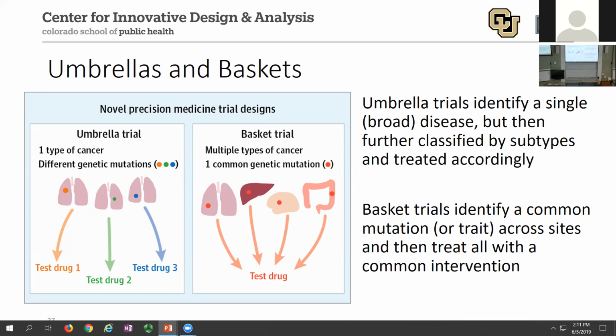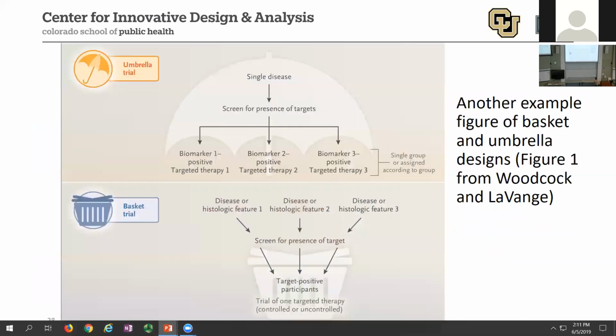For a basket trial, we see instead of the one type of cancer, we now expand to multiple sites of the cancer, but we're looking at a shared genetic mutation across those tumors in different sites. We have maybe one drug we've developed that we think will target that mutation, but we aren't sure how effective it will be across sites or if there's other considerations to take into account. And just on this slide, here's another graphic representing umbrella and basket trials from the Woodcock and Lavange paper.